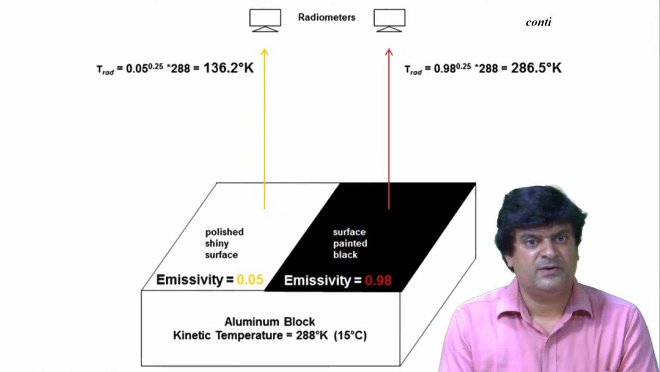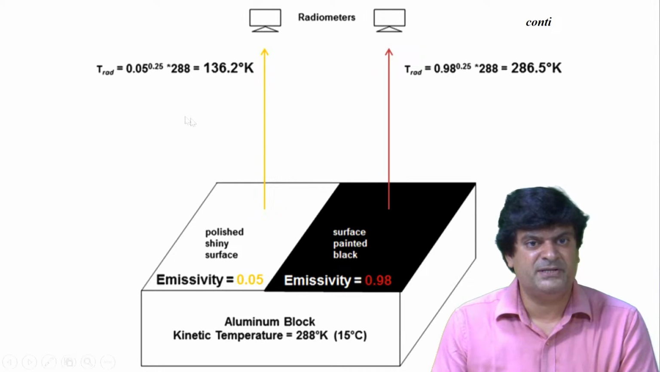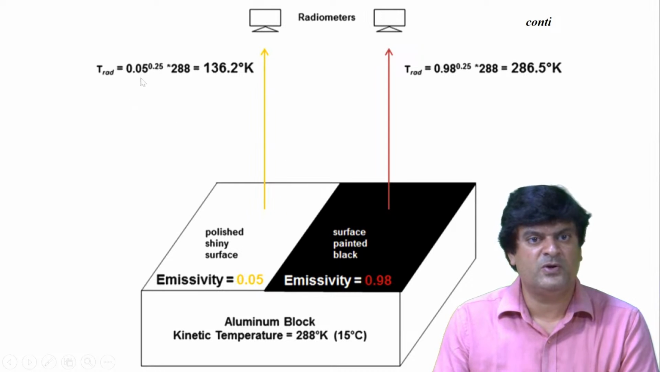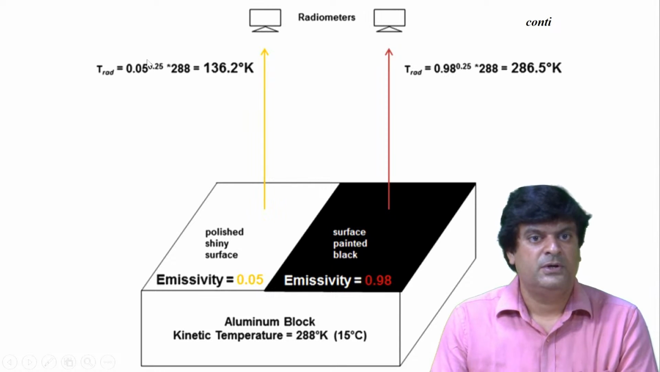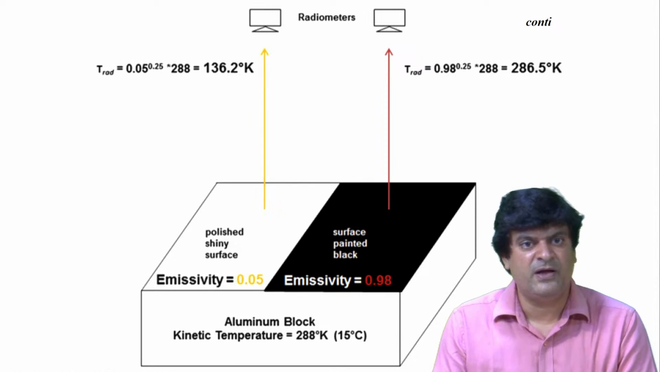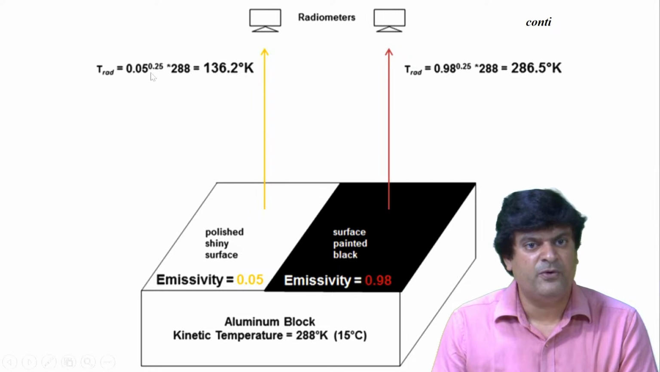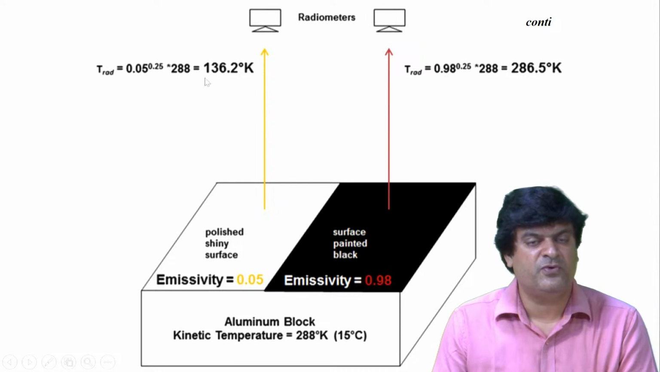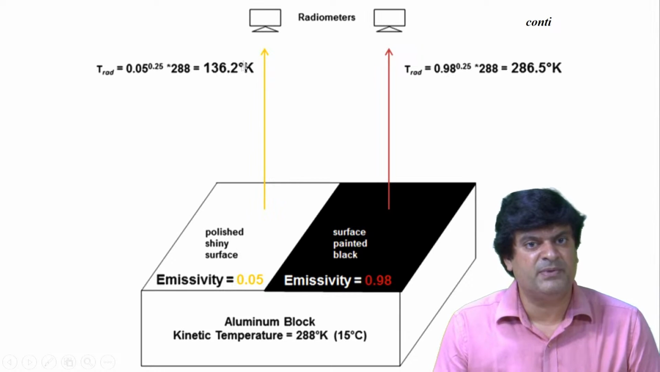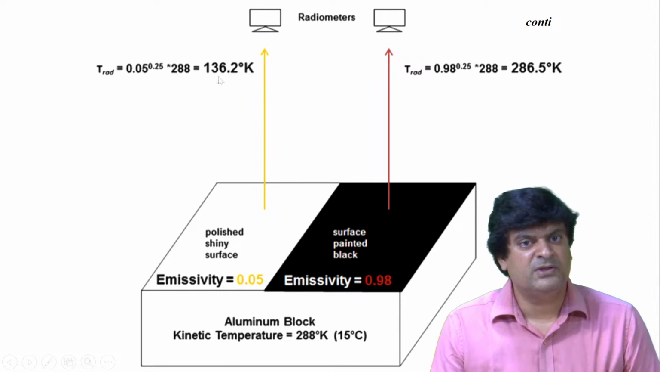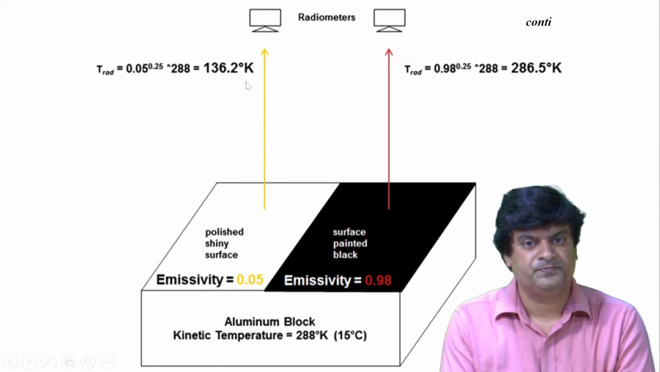Now when we measure the radiant temperature, the radiant temperature equals emissivity raised to the power 1 by 4, that is 0.05 raised to the power 0.25, multiplied by 288. So for the shiny surface, the radiant temperature detected by the radiometer is 136.2 Kelvin.